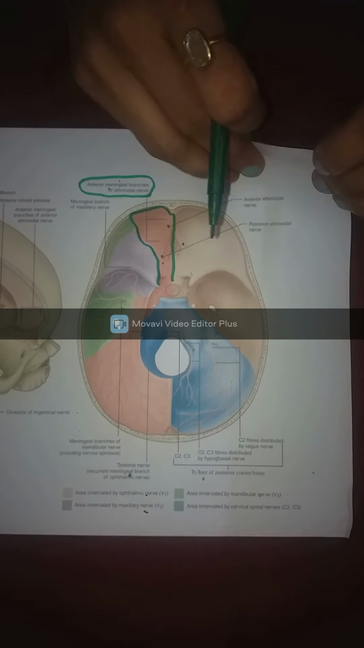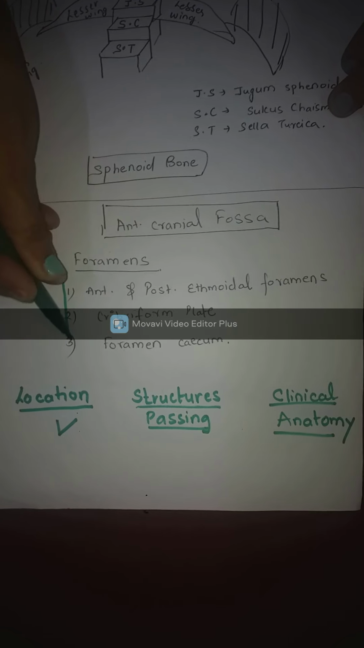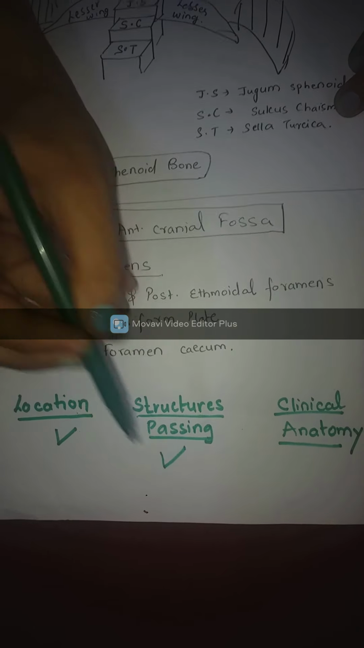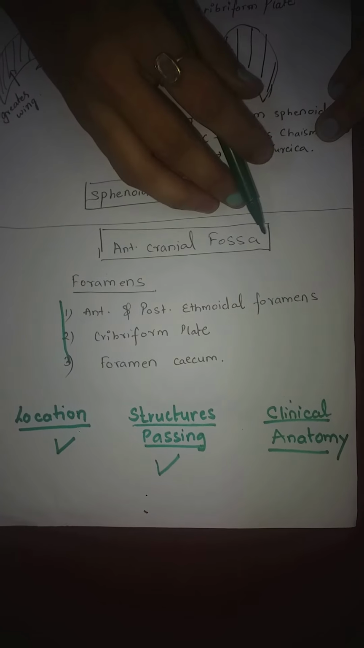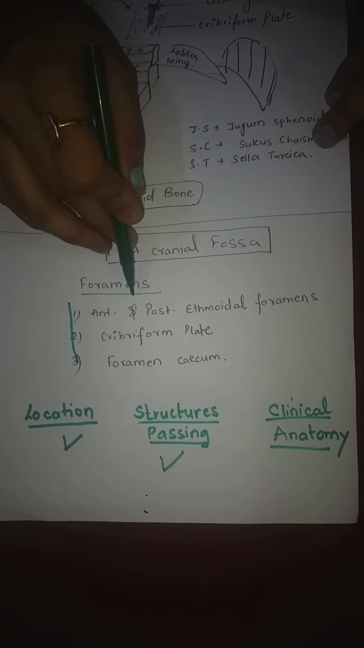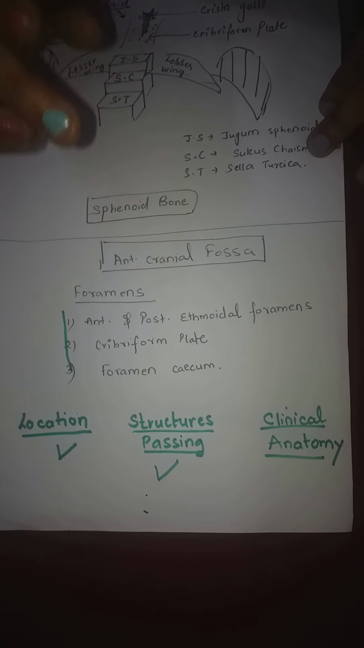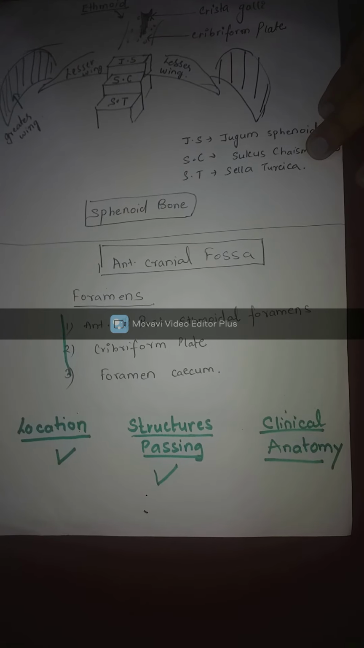We have already seen this diagram. Okay, so this is about the anterior and posterior ethmoidal nerves. With regards to clinical anatomy, here we have learnt the location of these foramina. We have learnt the structures passing through these foramina. Regarding the clinical anatomy, I told you that with anterior and posterior ethmoidal foramens, where do we actually measure the entry point of the anterior and posterior ethmoidal nerves with respect to the lacrimal crest.